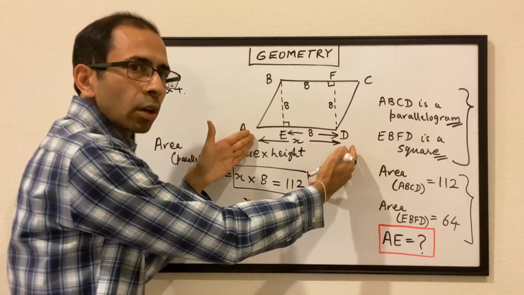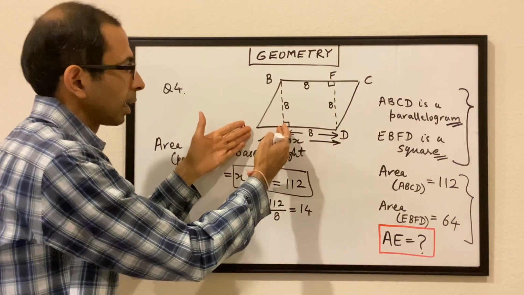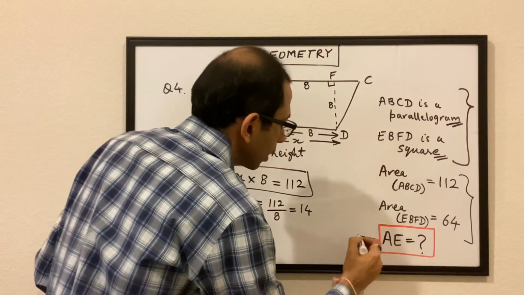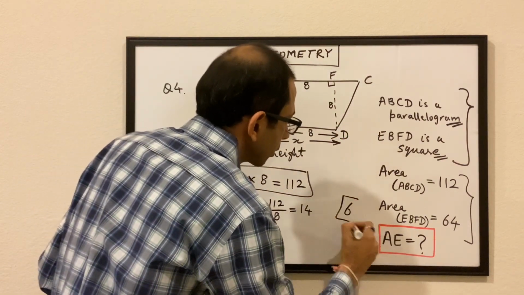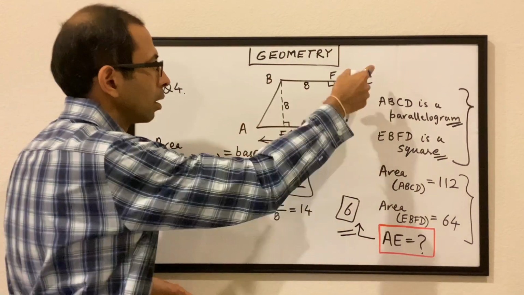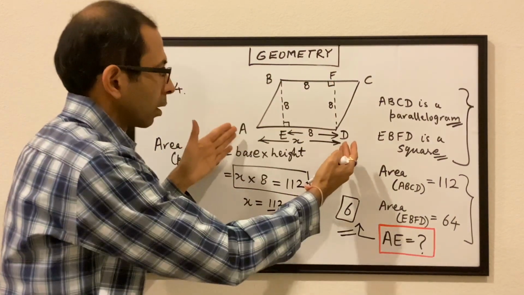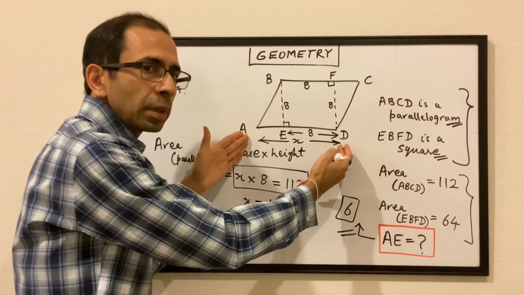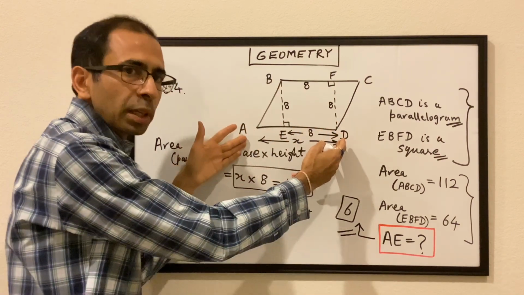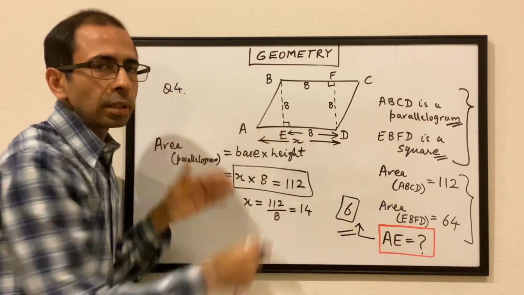So the length of AD, or the base of the parallelogram, is 14 units. We already know the length of ED, hence the length of AE, which is what they're asking, would be 14 minus 8, which is 6. So the length of AE is 6 units. Pretty straightforward, pretty simple question. We know the area of the parallelogram, we know the area of the square, hence we know each side of the square. We assumed the base of the parallelogram to be x, and we know the height, right? We know the area, so we got the value of the base of the parallelogram. We subtracted 8 from the overall base to get the value of this length AE.